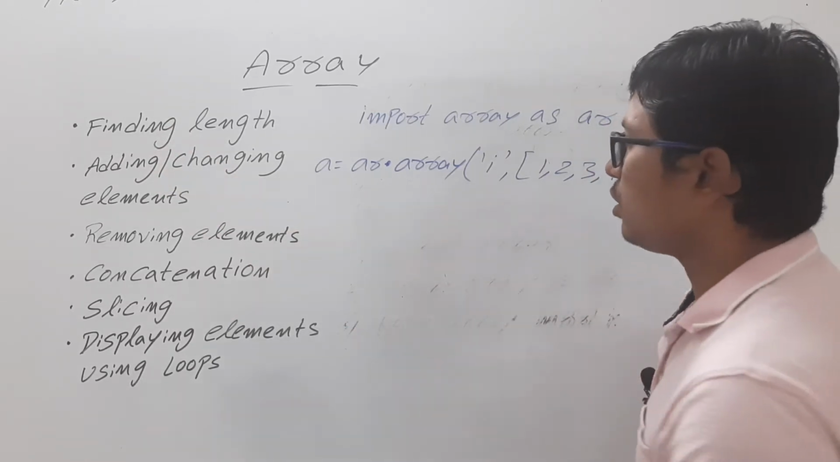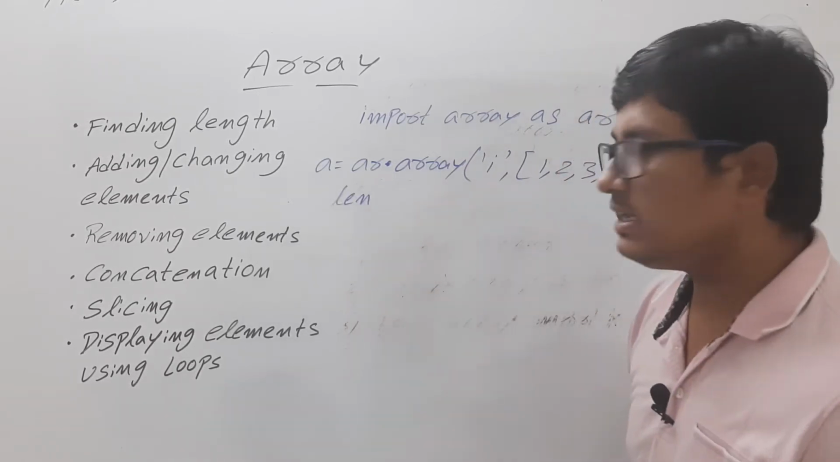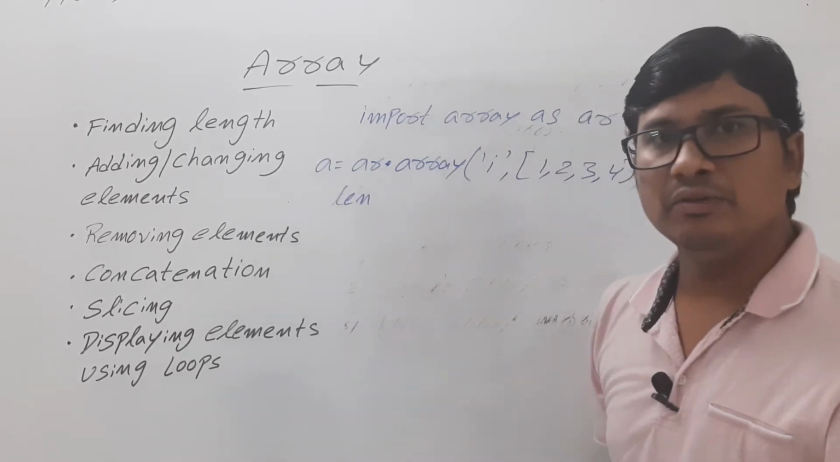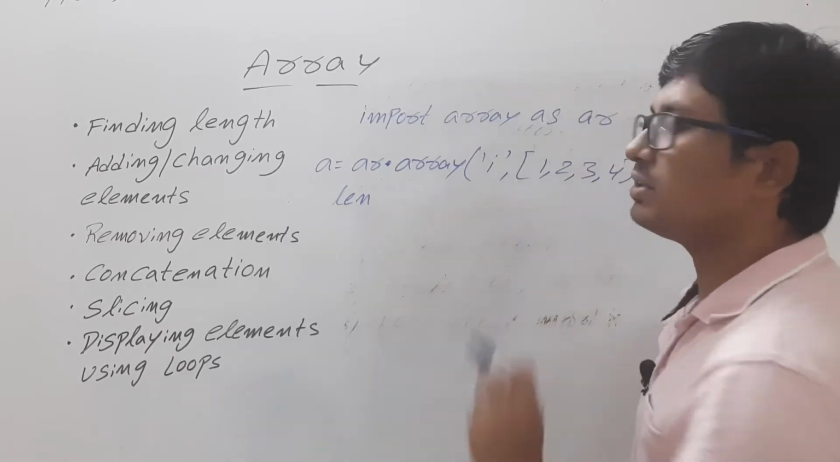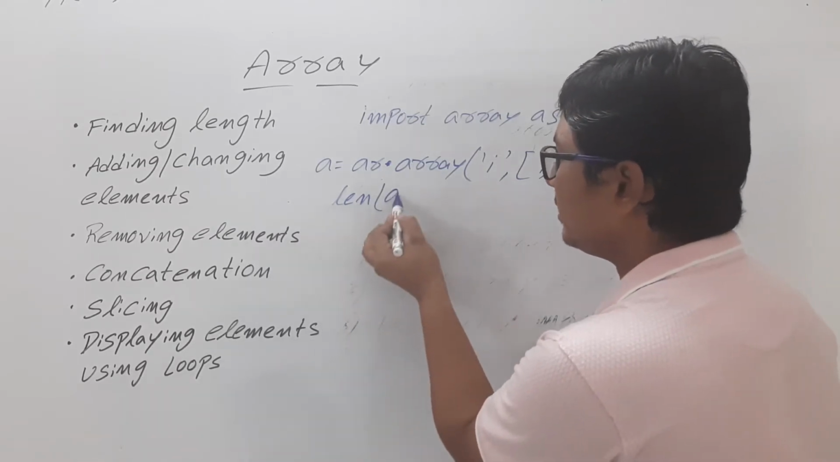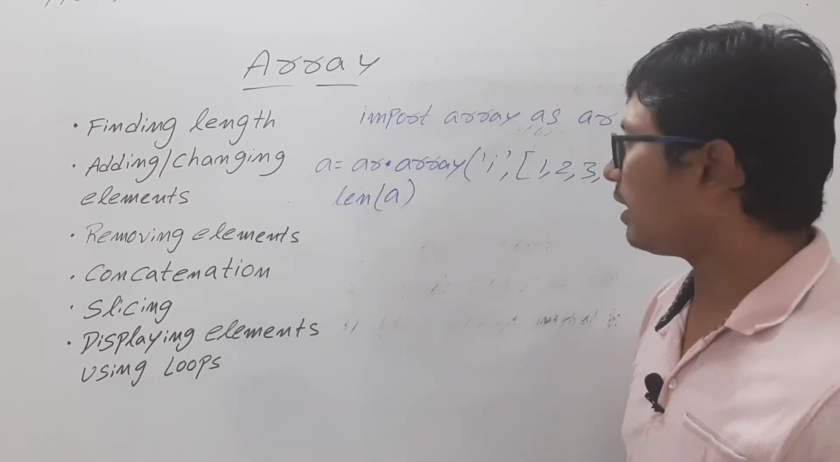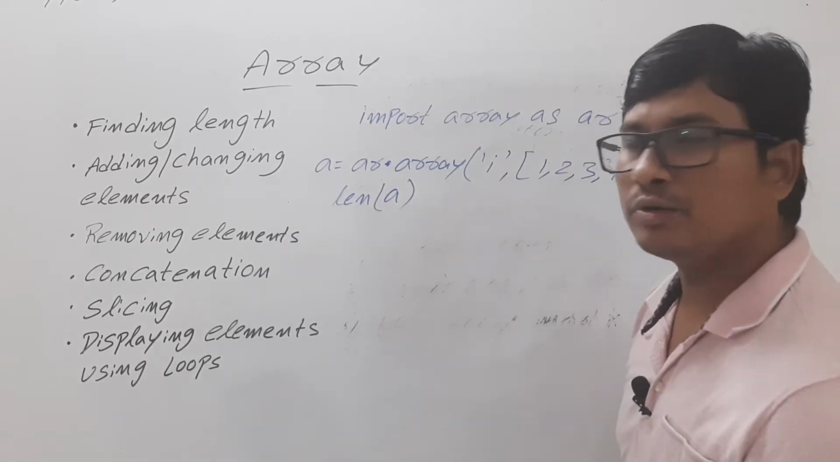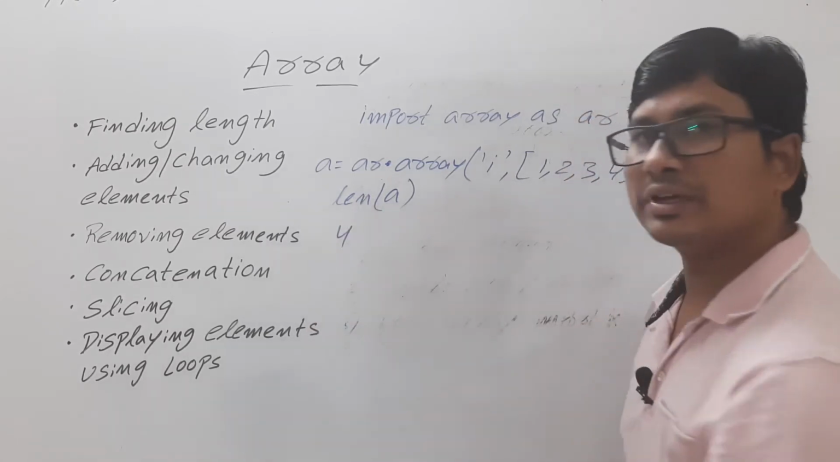Is it clear? So how can you do that? You can write the statement len. Len is a function which will return an integer. The integer is the length of the array. So if you provide len A and run this code, you will get the output as how many elements are there. 4 elements are there. So you will get the output as 4.